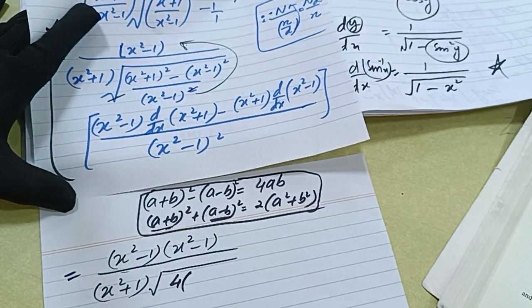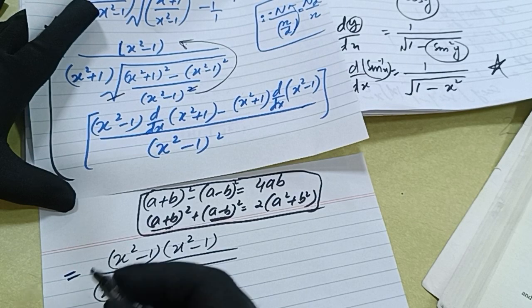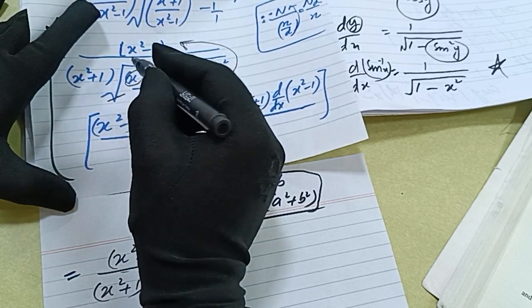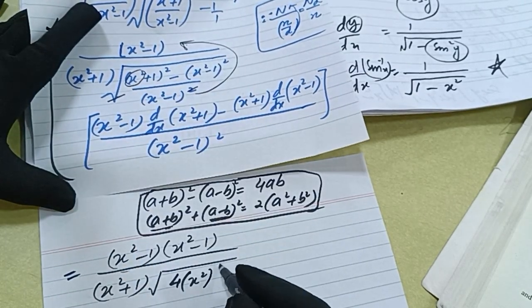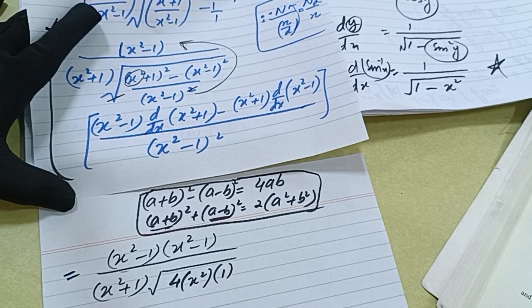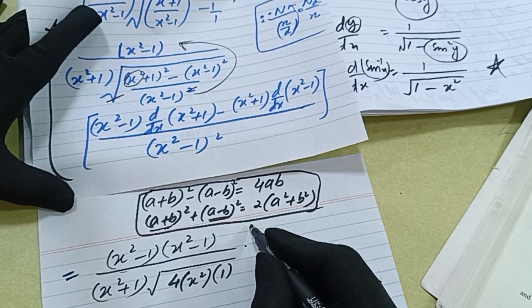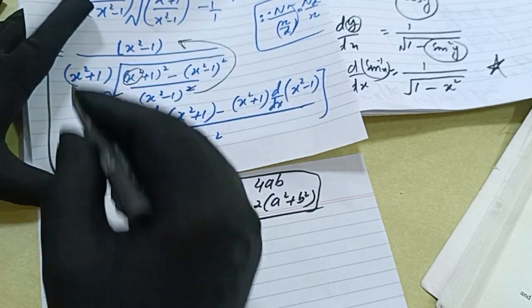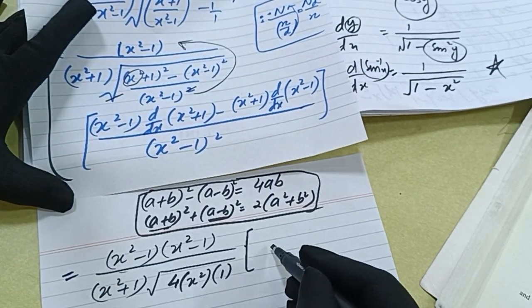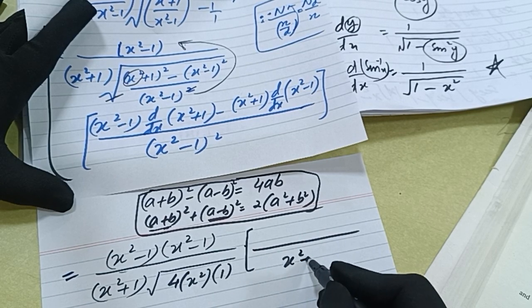4 times, what is the first term? x square. This is the first term inside, x square. And what is the second term? 1 plus 1, 1 multiply, only 1. Here, this one is fully solved. Now the derivative portion. Downside is x square minus 1 whole square.